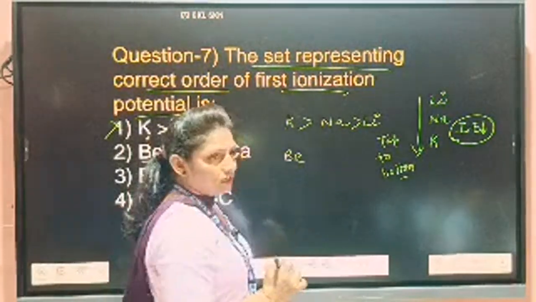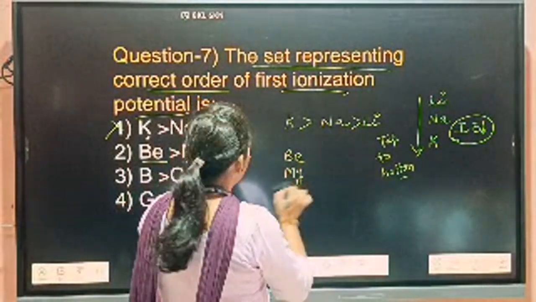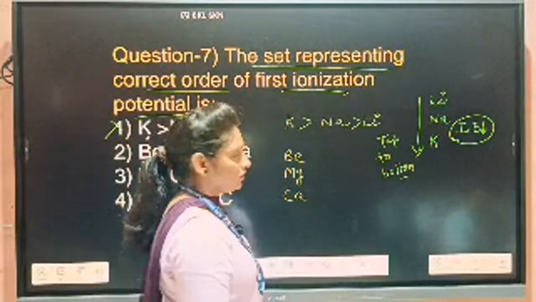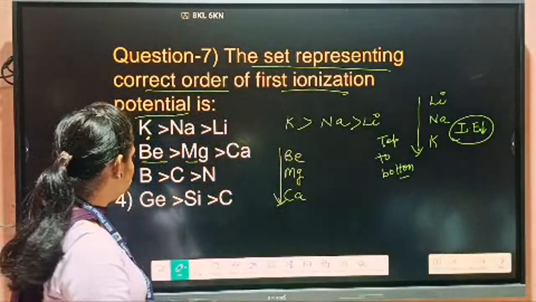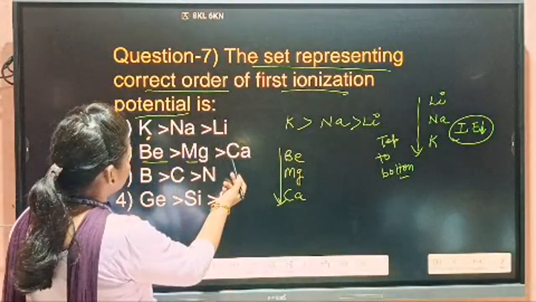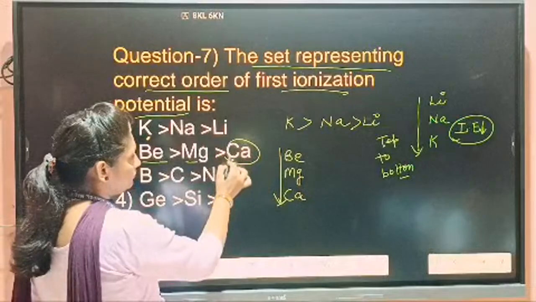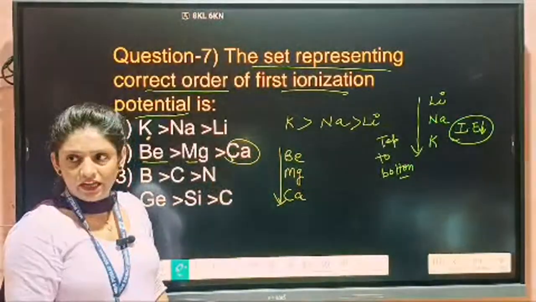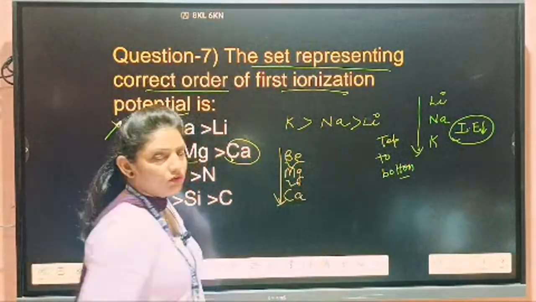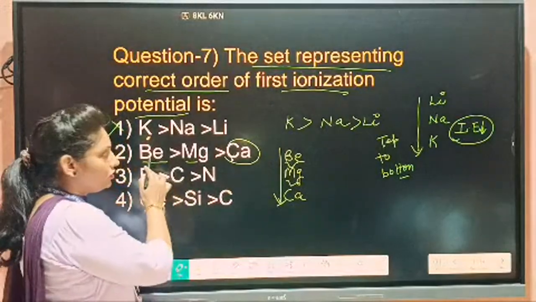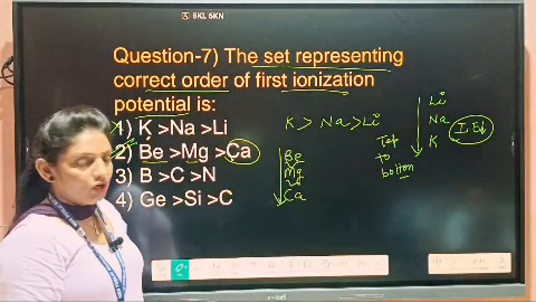Now, see this beryllium, magnesium, calcium. These are the elements of group number second, alkaline earth metals. So down the group, again ionization enthalpy decreases. So this one is correct or not? Why? Calcium has minimum, and beryllium has a maximum. So down the group it is decreasing. So this one is the correct option.